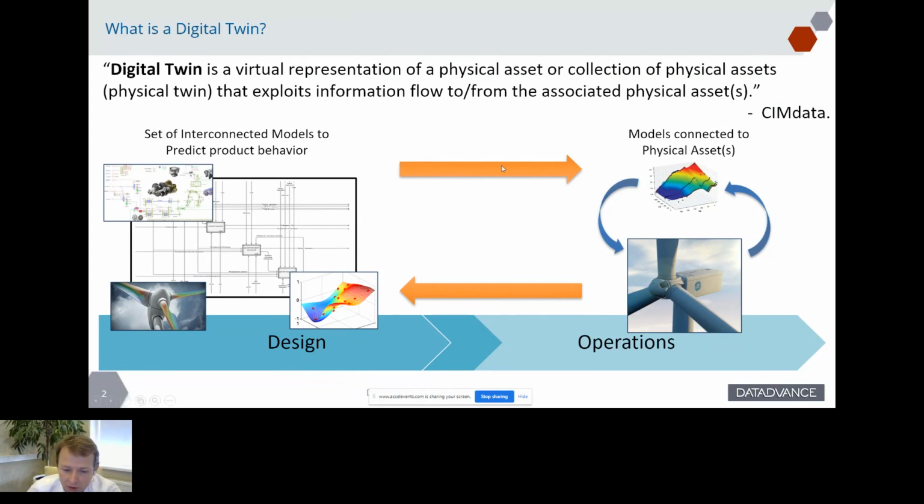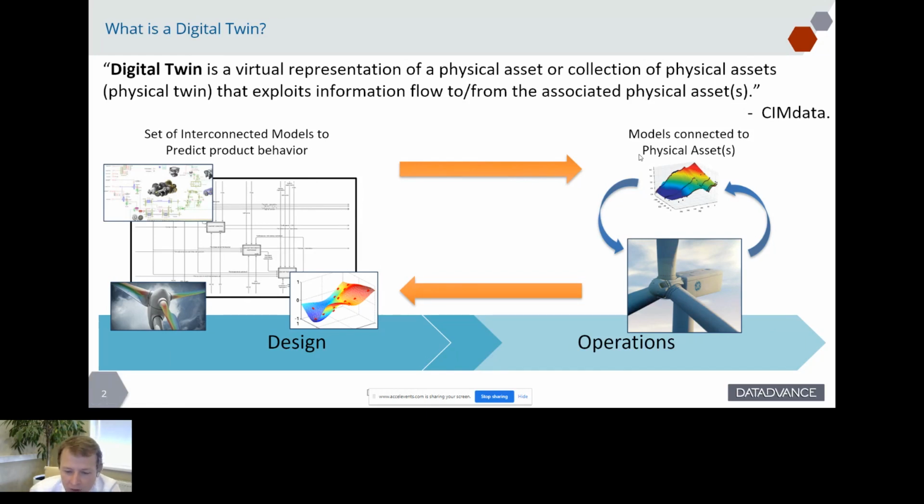But then when you go to operations, you instantiate those models to become connected to the physical asset. Meanwhile, you can reduce or modify those models to fit the operating requirements of the asset. For example, if you're working in real time, your models have to be fast and at the same time accurate. And Joseph in the previous talk introduced the concept of surrogate models quite well.